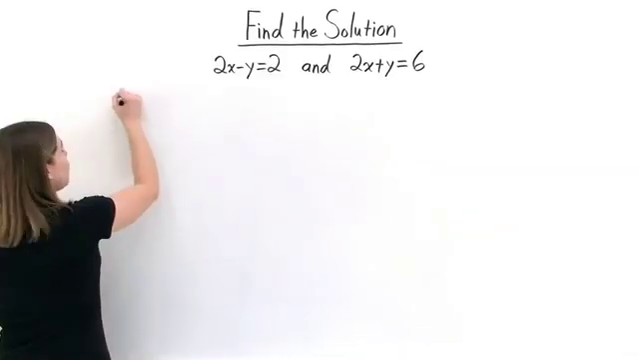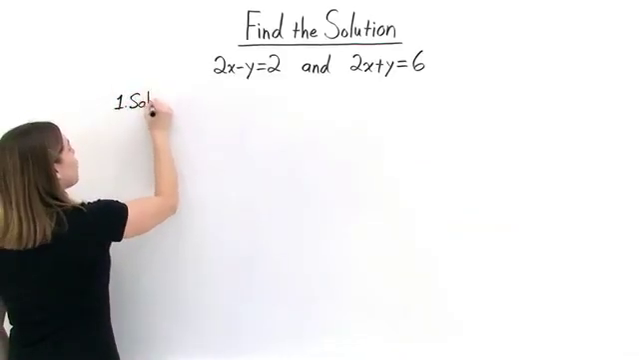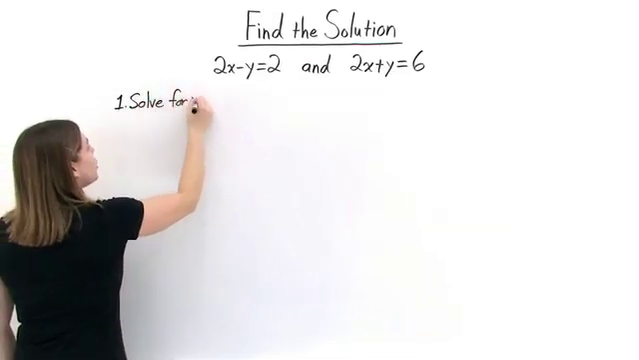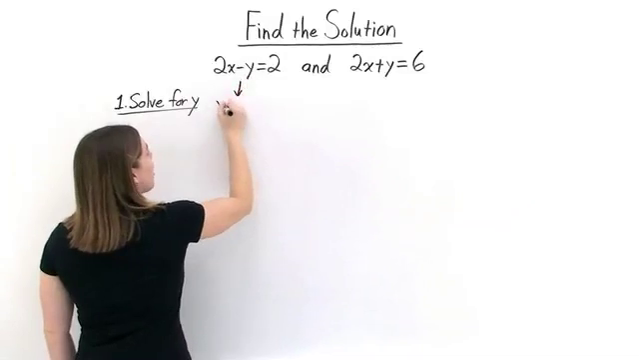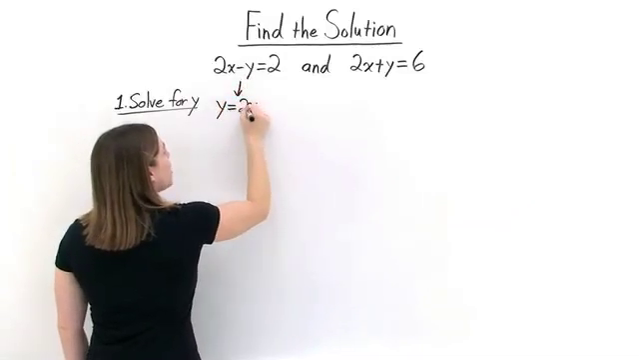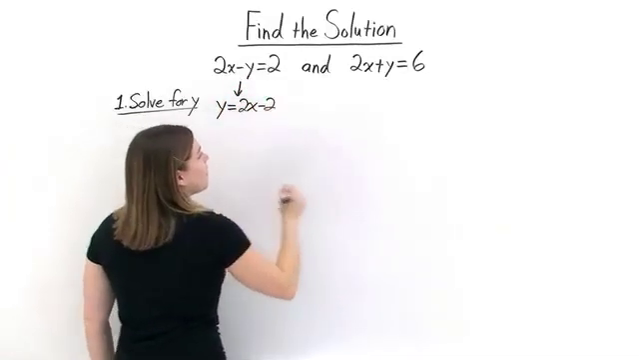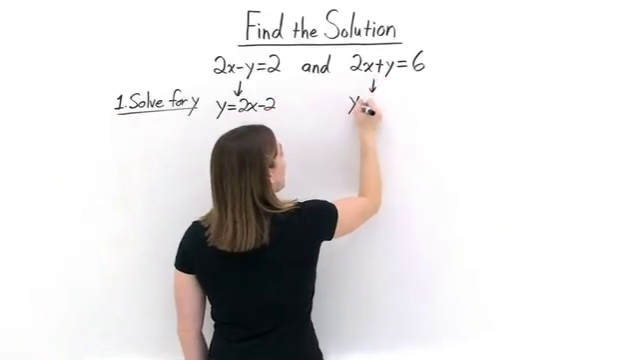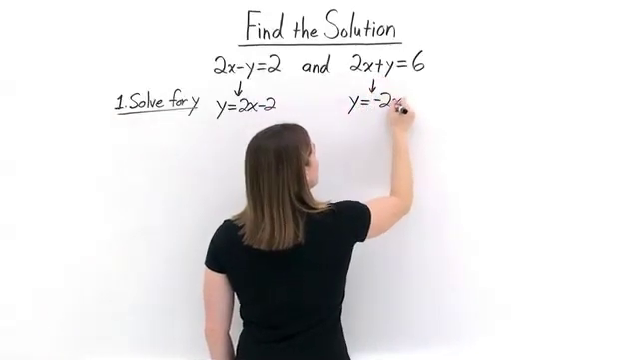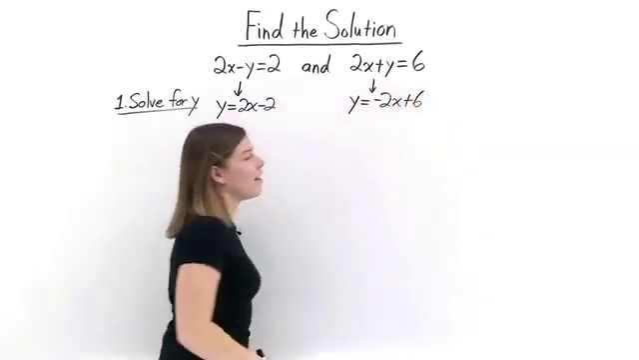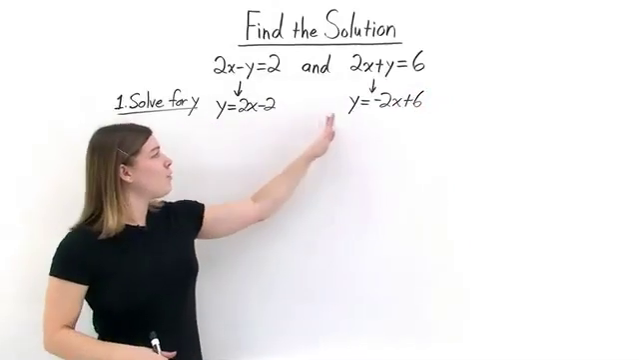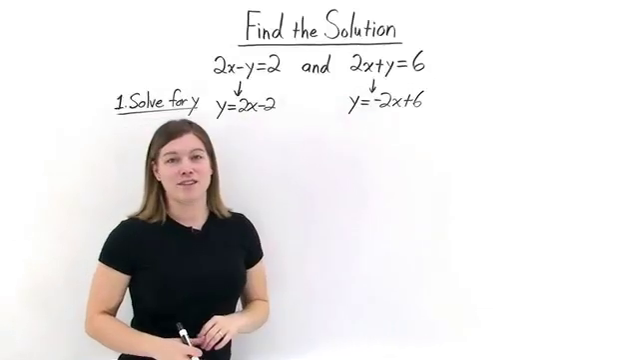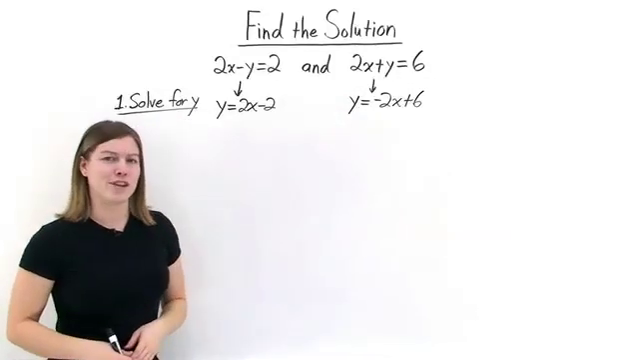To do this, we want to start out by taking both of our equations and solving each of them for y. So taking our first equation and solving it for y, we get that y equals 2x minus 2. Solving our second equation for y, we get that y equals negative 2x plus 6. Now we've solved both of our equations for y. We solved them for y and put them in terms of x. Now let's look at them more closely.